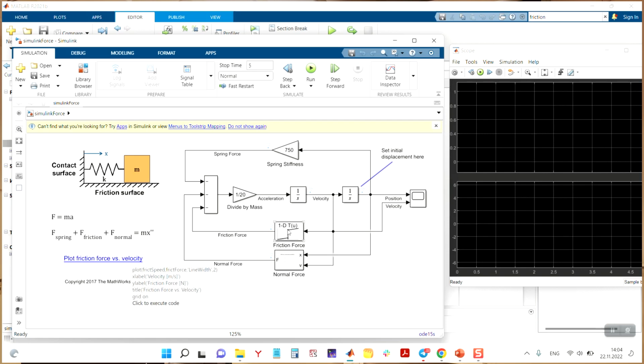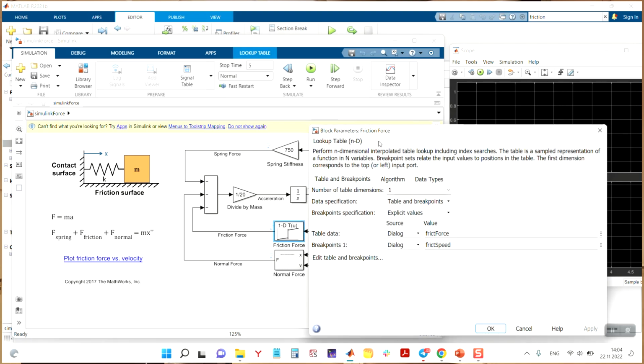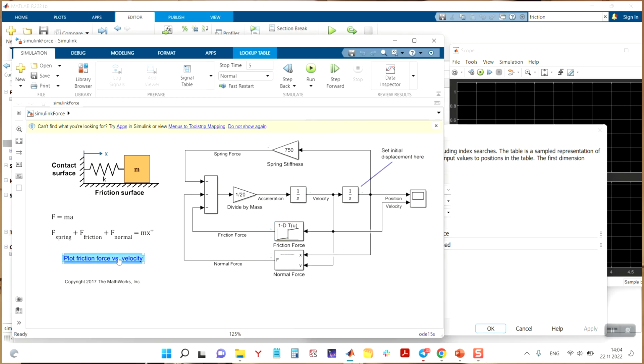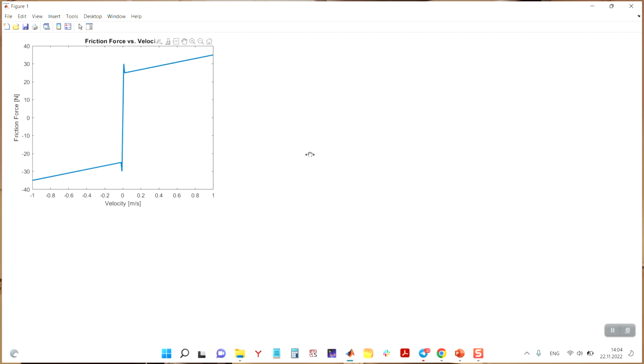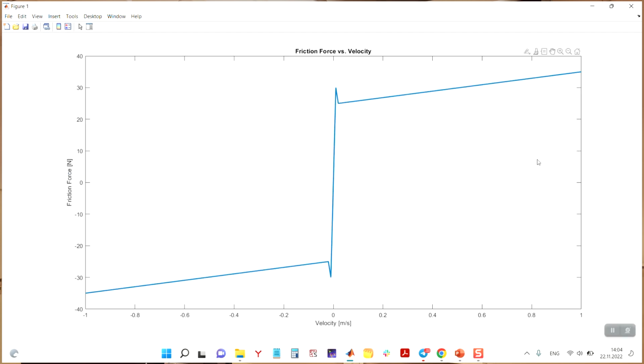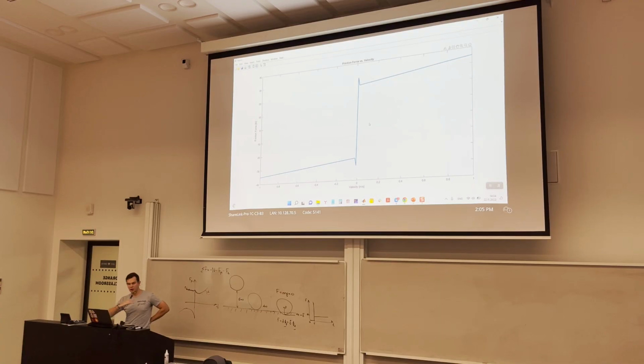About the lookup table. So here in MATLAB we have a block which is called a lookup table, and we need to just feed it with the relation. So here you can see the plot that looks like the Coulomb friction models, and it means that if I have x velocity out of this function, I can get friction force.